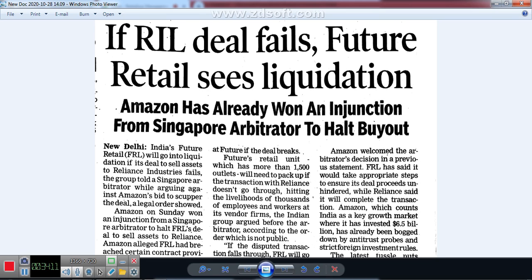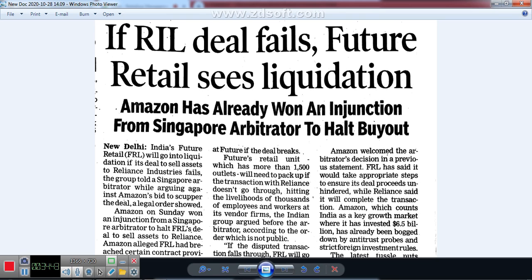When I read it, you will understand, so let me read the news. The headline says, if the Reliance Industries Limited deal fails, Future Retail sees liquidation, meaning all its assets will be liquidated, whatever debt they have will be paid, and the remaining amount, if any, will be paid to the equity shareholders. Can you imagine the worst thing that can happen for Future Retail if the Reliance Industries Limited deal fails?